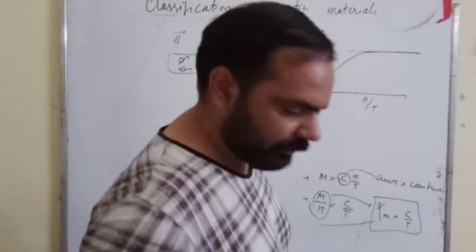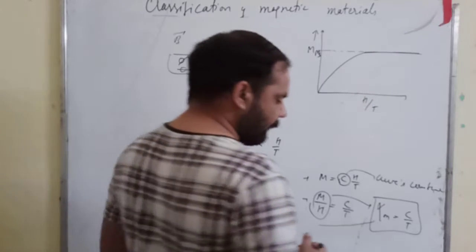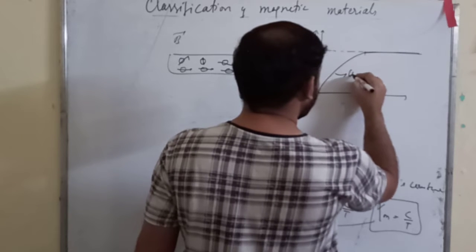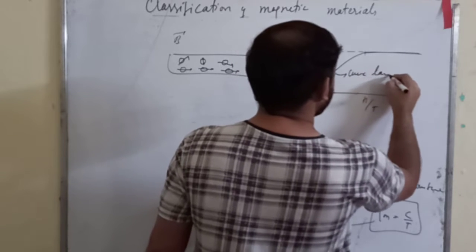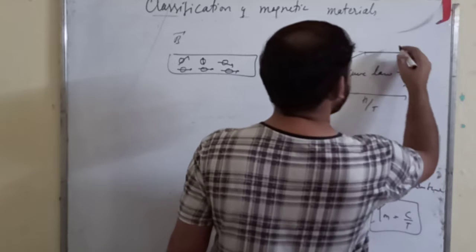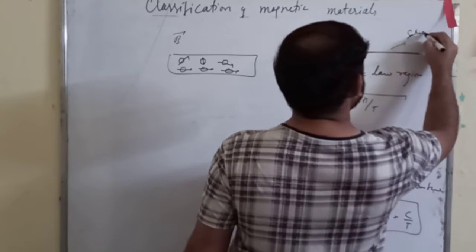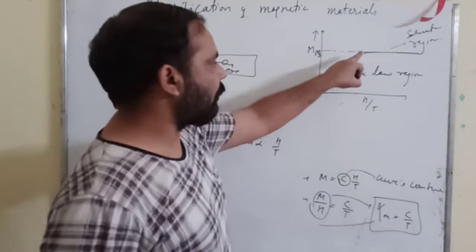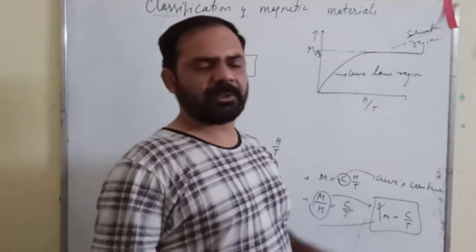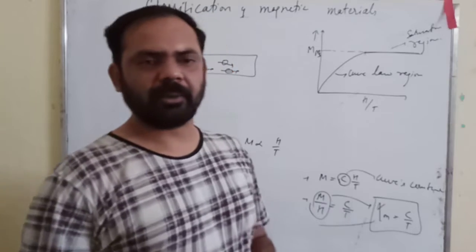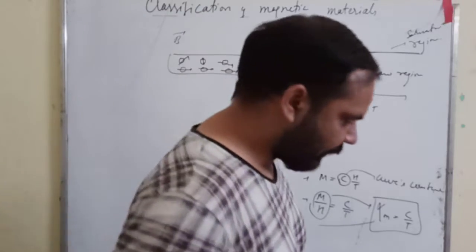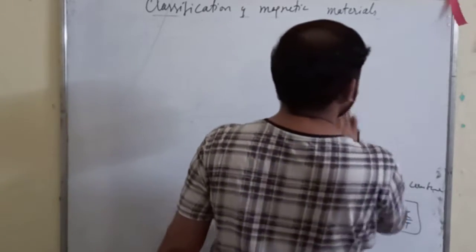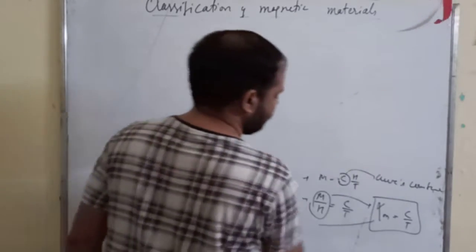So this type of graph we get, right? This part here is the Curie law region, and this is the saturation region. This part is the Curie law region, and this part is the saturation region, where Curie's law does not hold good. Okay, then we move on to the third one, and that is ferromagnetic materials.